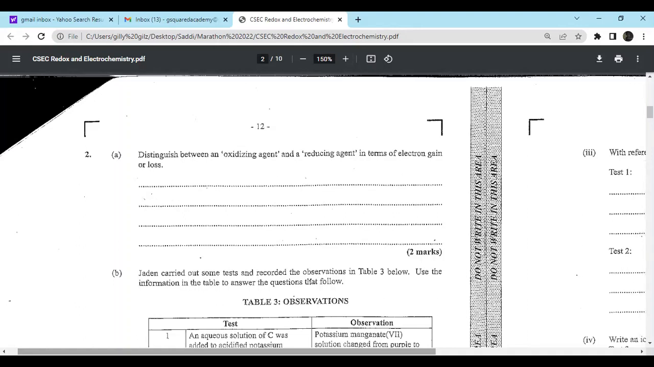Yes, sir. Great. So distinguish between an oxidizing and a reducing agent in terms of electron gain or loss. Let's do the notes first, the notes bits of it. So redox, R-E-D-O-X, really stands for reduction oxidation. Those two words come together and you get redox.